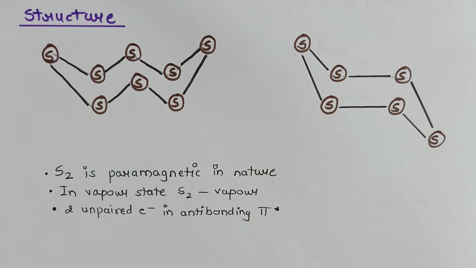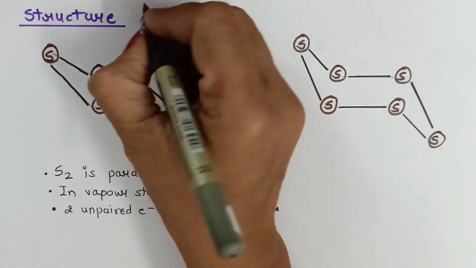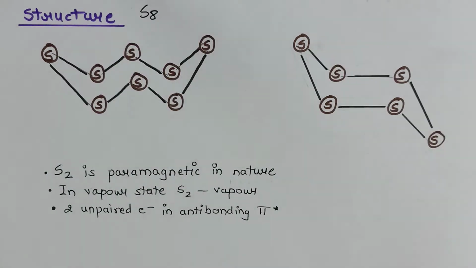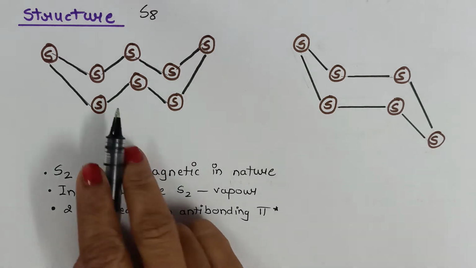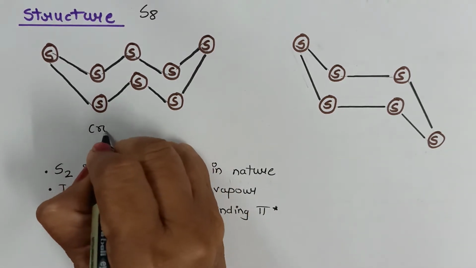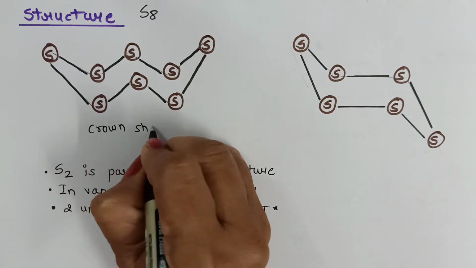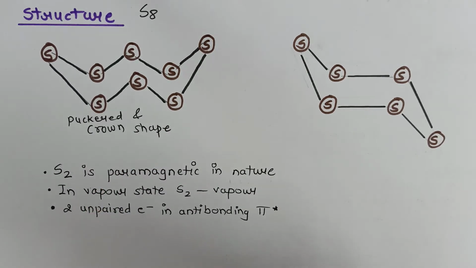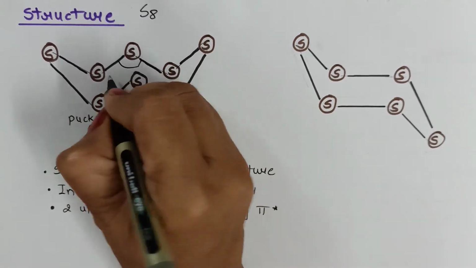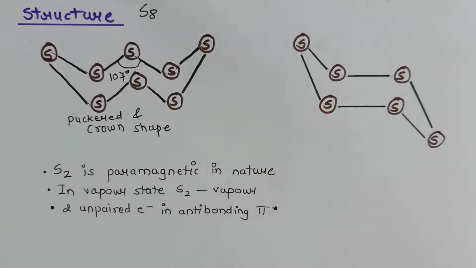Whether it is rhombic sulfur or monoclinic sulfur, both have S8 molecules. And these S8 molecules are packed to give different crystals. The most common is the S8 ring in both the forms. It has a puckered structure, a crown shape, the bond angle being 107 degrees.